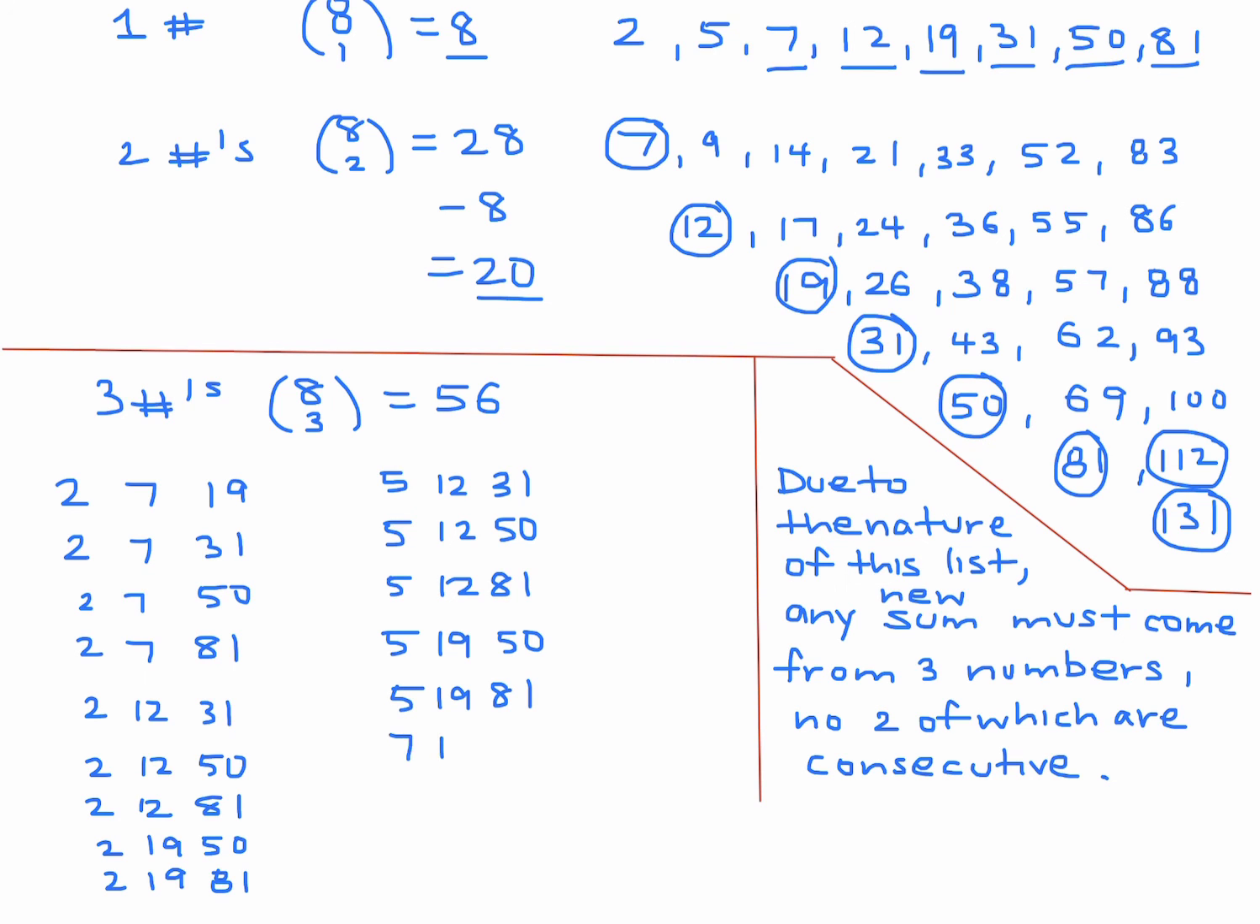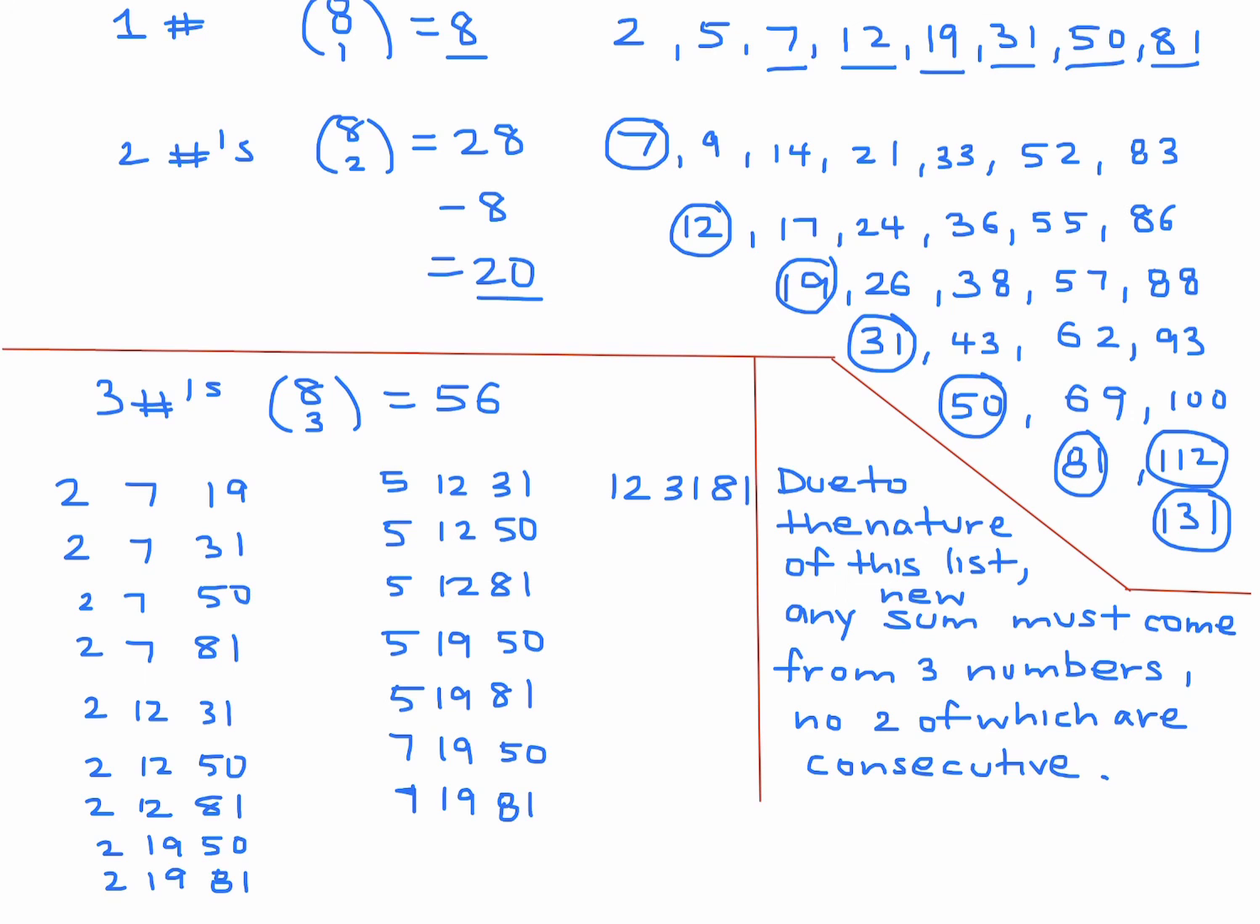Okay, I've exhausted the 5's, and I'm up to the 7's now. 7, 19, 50. 7, 19, and 81. And then I'm done with that. Now I'm up to 12. 12, 31, and 81. And I think that's it. That's the end of the road. Okay, that's good. So I didn't have to do 56. I only had to do whatever this is, probably about 15 or so, 16 maybe, whatever it was.